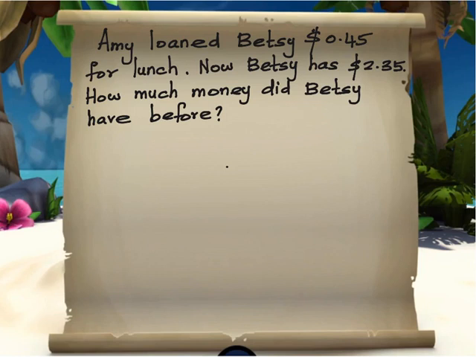Okay, so in this problem, Amy loaned Betsy $0.45 for lunch. Now, Betsy has $2.35. How much money did Betsy have before?